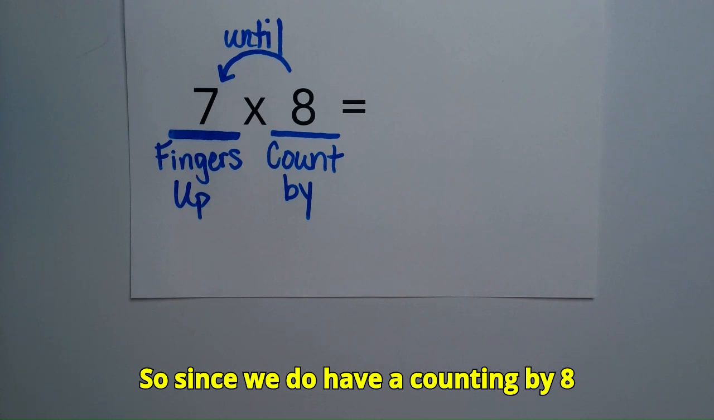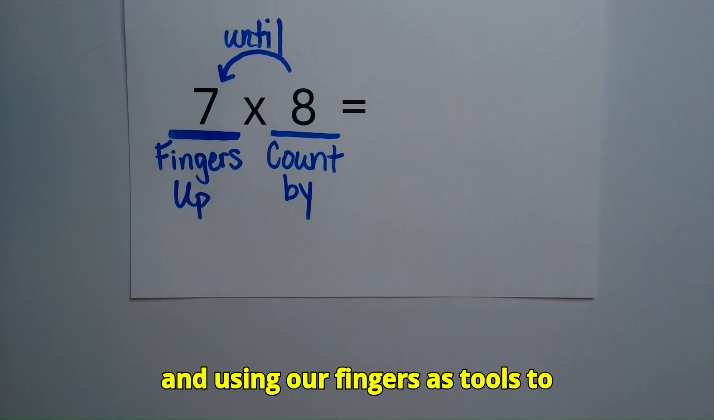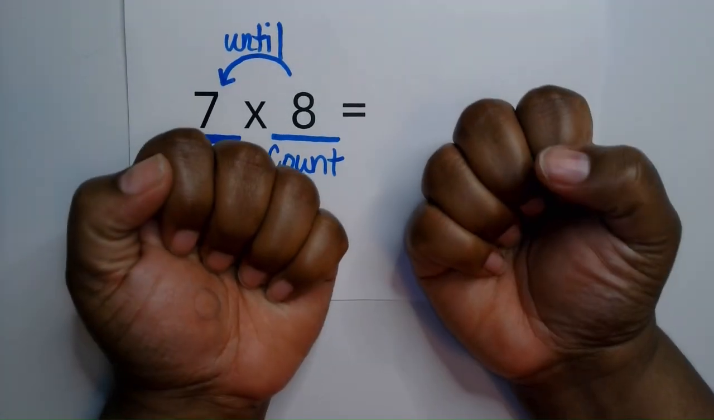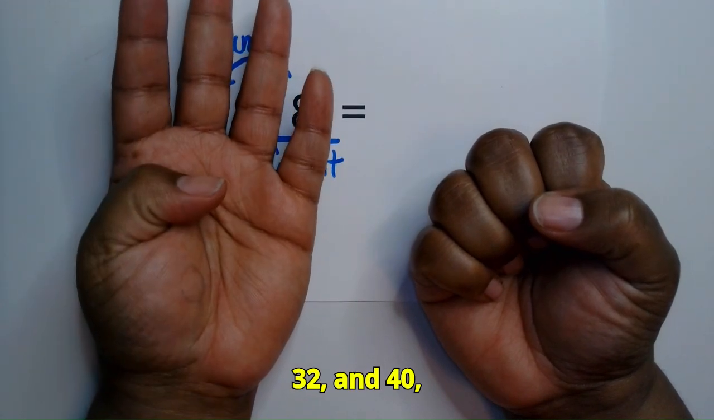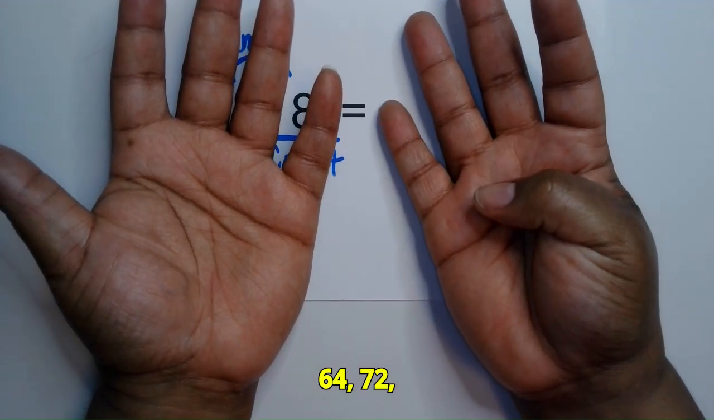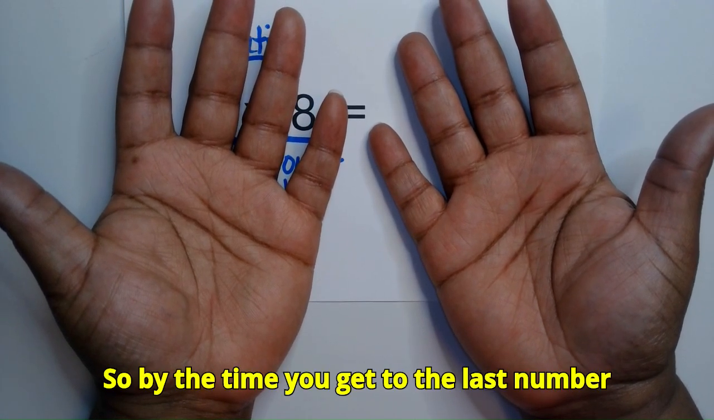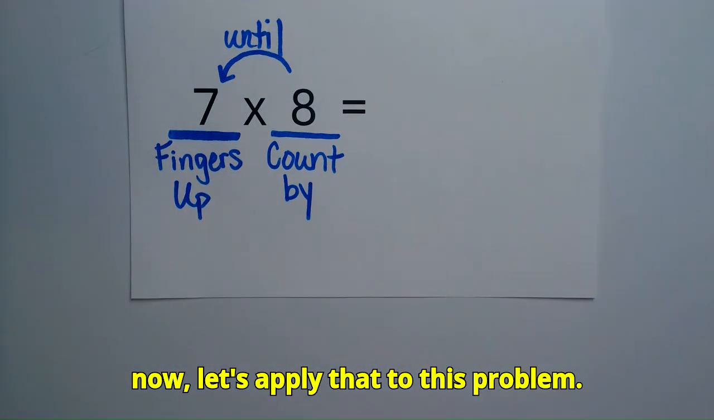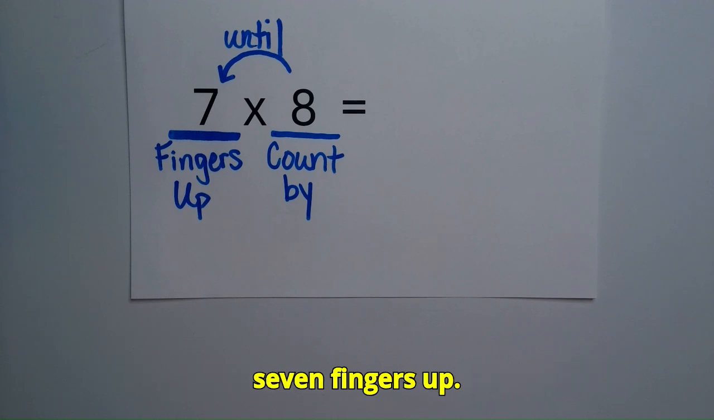So since we do have a counting by 8 song, let's practice counting by 8s and using our fingers as tools to represent each number we say. So that would be 8, 16, 24, 32, and 40, 48, 56, 64, 72, and 80. So by the time you get to the last number of 80, you should have all 10 of your fingers up. So now, let's apply that to this problem. We're going to stop counting when we have 7 fingers up.